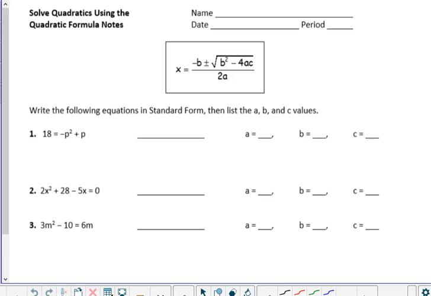Hey guys, so we're back and we're going to use one more method for solving quadratics. We are going to use the quadratic formula. So as you can see here, the quadratic formula is x is equal to the opposite of b plus or minus the square root of b squared minus 4ac all over 2a.